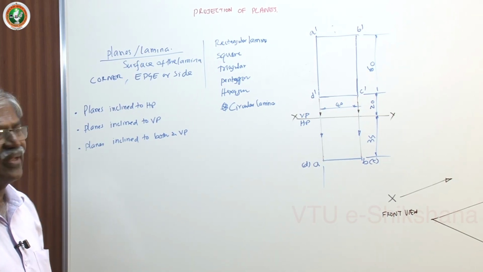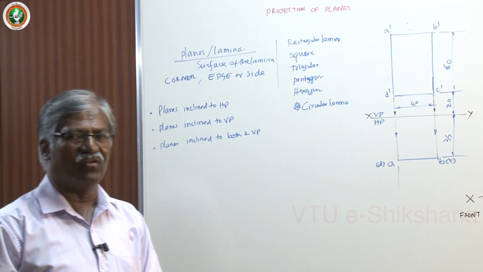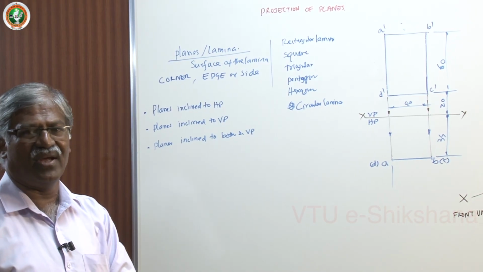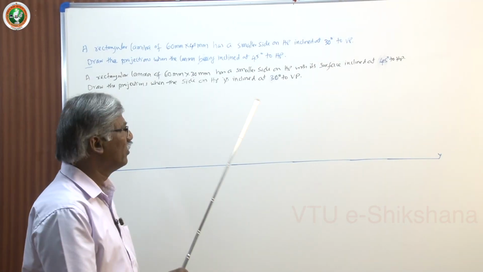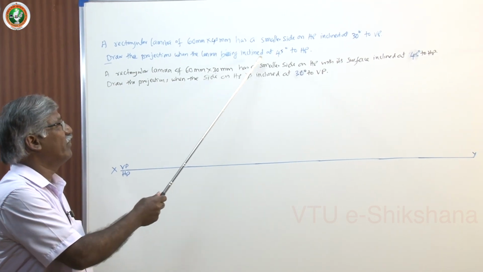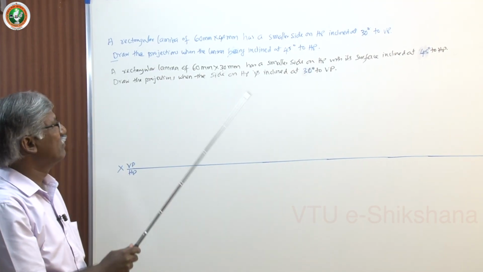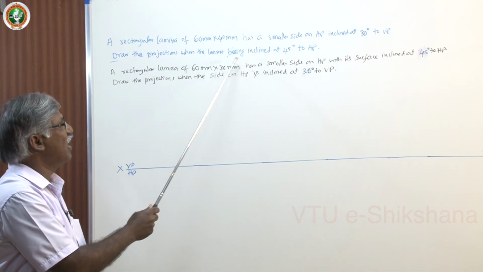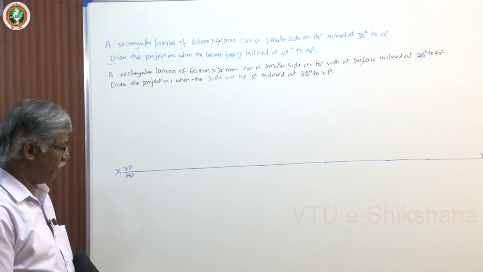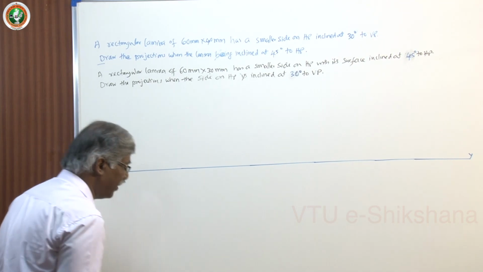Now let me start a problem. Again rectangle, you will work inclination to HP, inclination to VP, and further you add some criteria with respect to VP also, VP and HP, and complete. Let us work a problem. Rectangle lamina of 60 mm by 40 mm has a smaller side on HP, inclined at 30 degree to VP. Draw the projections when the lamina is inclined at 45 degree to HP. The same problem can be given in different versions.